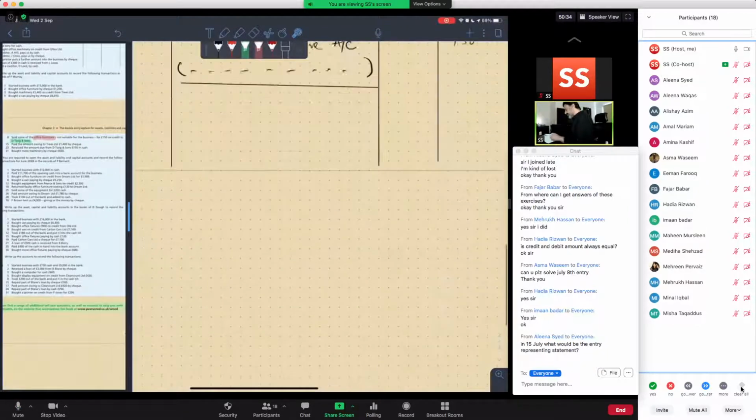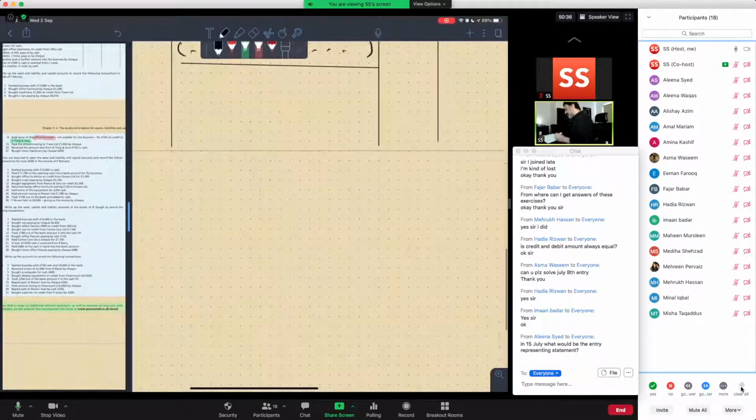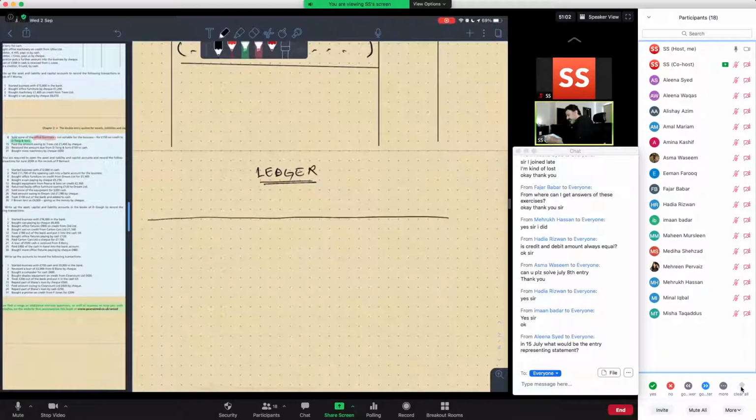So the ledger, this is how the ledger looks like. Now, ledger is just like a journal, a notebook, just like the notebook that you're using right now to record any class notes. So when you open the ledger, right, then you see 2 pages of your notebook.